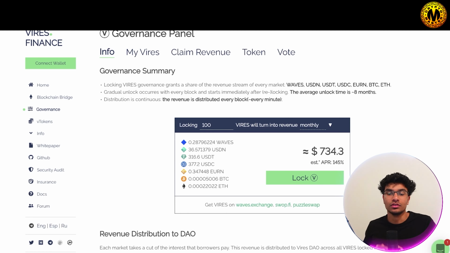The benefit of locking your Vires is showing your commitment to the governance of this project, and this will allow you to get your income paid out monthly through this locking system. It's a pretty good option overall if you are a long-term holder of this project and really believe in it. This will earn you some monthly income as well, so great stuff if you're interested in this project.